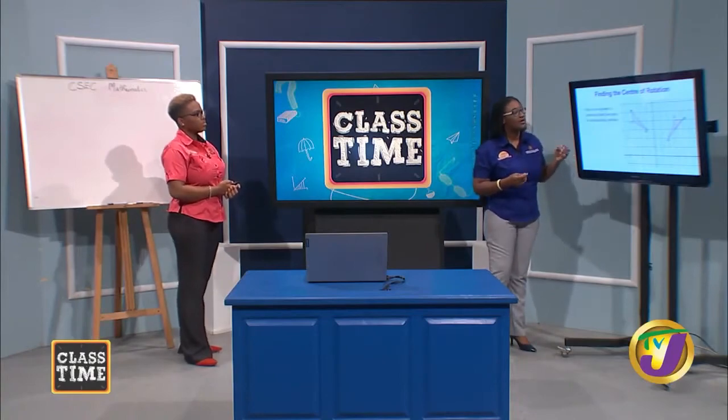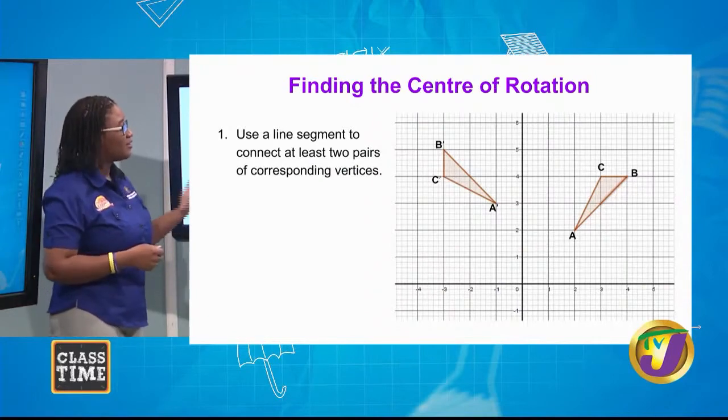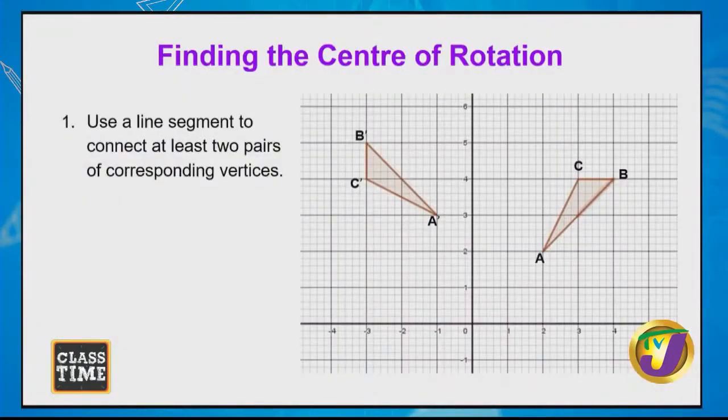So first, we need to connect using line segments at least two pairs of corresponding vertices. So for our case, we're going to be connecting A to A prime, and we're also connecting B to B prime. You're not seeing the circles, but these are chords for the circles. Imaginary circles. And then we would have known that the corresponding vertices would touch the circumference of the same circle. There you go.